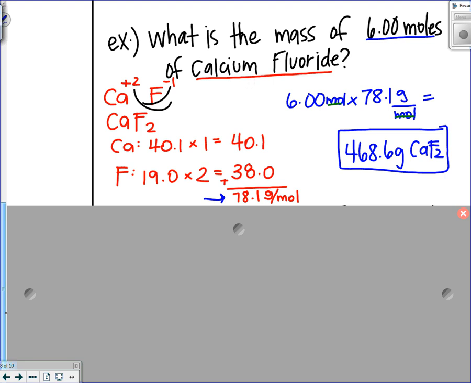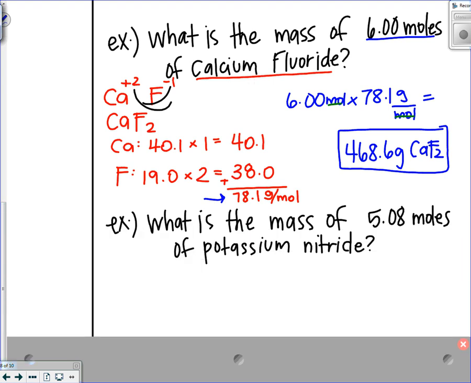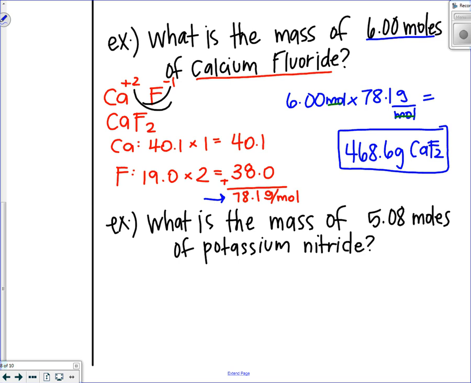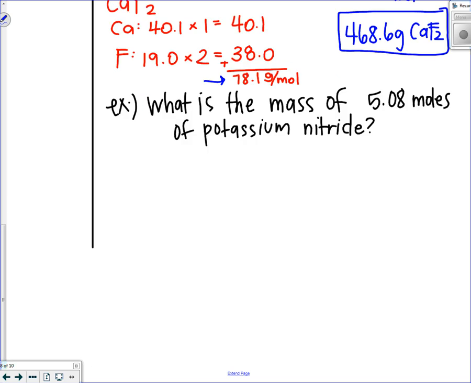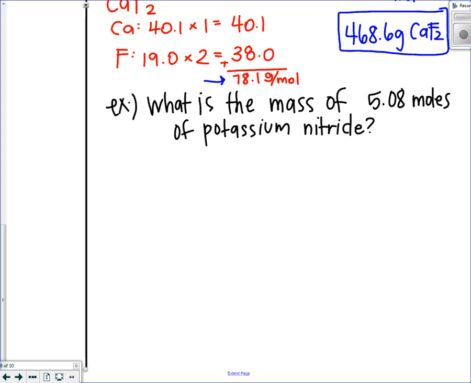Now that we've done one practice problem, please take the time right now and write down this next practice problem. What is the mass of 5.08 moles of potassium nitride? It's going to be a very similar problem to the last one. The key ideas are that we need a chemical formula, and from the chemical formula, we need to calculate a molar mass, and then we're going to multiply that molar mass by the number of moles.